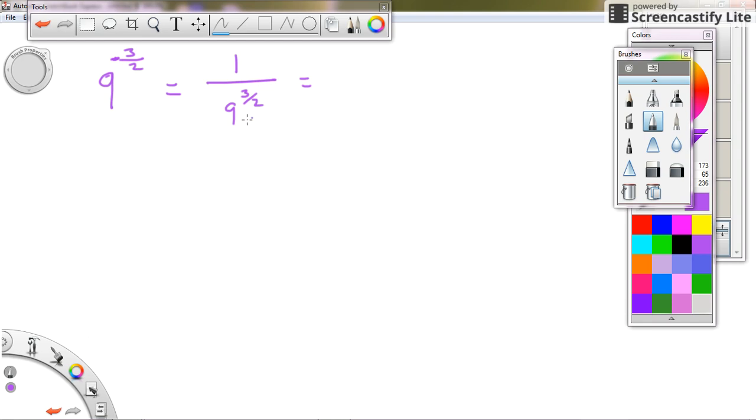Okay, so just remember that we're going to find this like we normally do, and it's going to stay in the denominator. So this is going to be 1 over, take the denominator's root, so that's going to be the square root of 9, and then we're going to raise that to the numerator's power, which is 3. Okay, so this is 1 over the square root of 9, which is 3, to the 3rd power, which is 1 over 27. And that's your final answer.